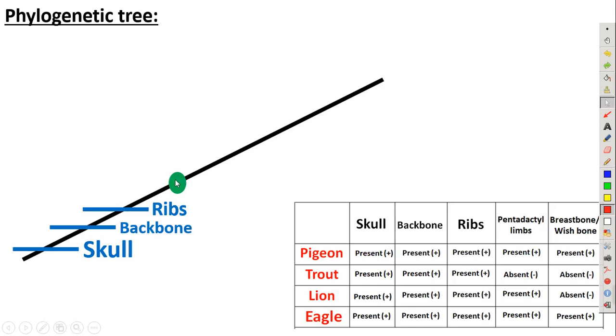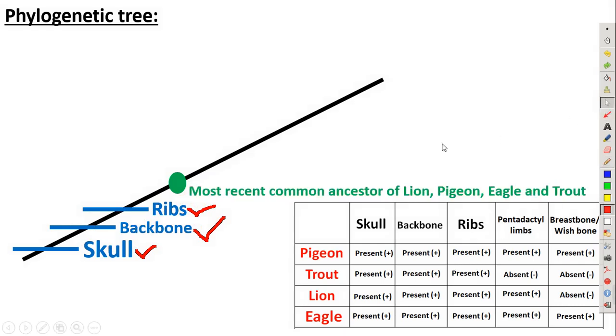This green point symbolizes a theoretical common ancestor. It's because of the characteristics these species have, we can assume that they all had a common ancestor which had a skull, a backbone, and ribs. So this point here, if you've got the characteristics placed before it, that means that this point here has these characteristics.